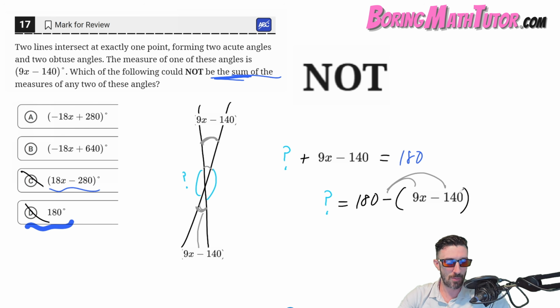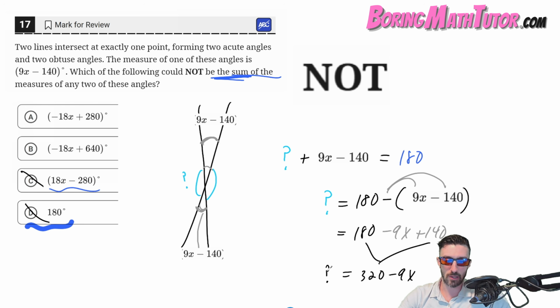And then I'm going to distribute the minus. So that gets me minus 9x plus 140. And now I have 180 minus 9x plus 140. 180 plus 140, that is 320 minus 9x. So that's what the question mark angle would be.